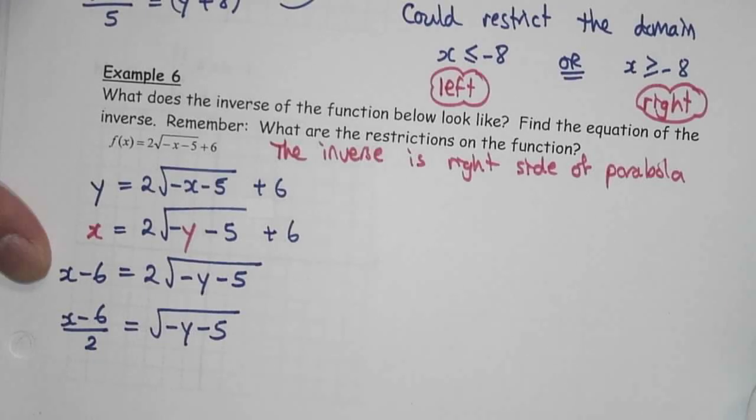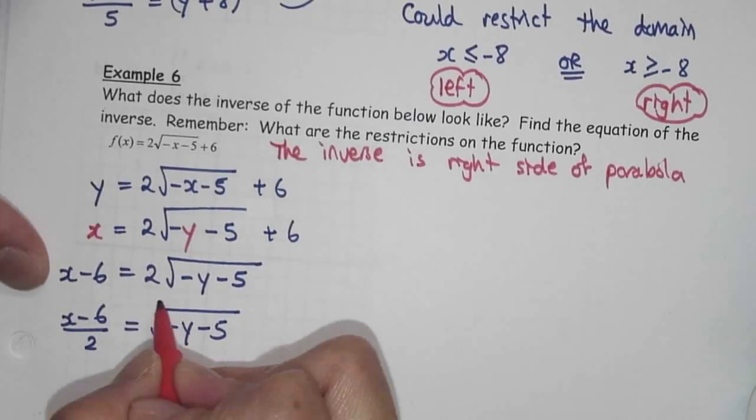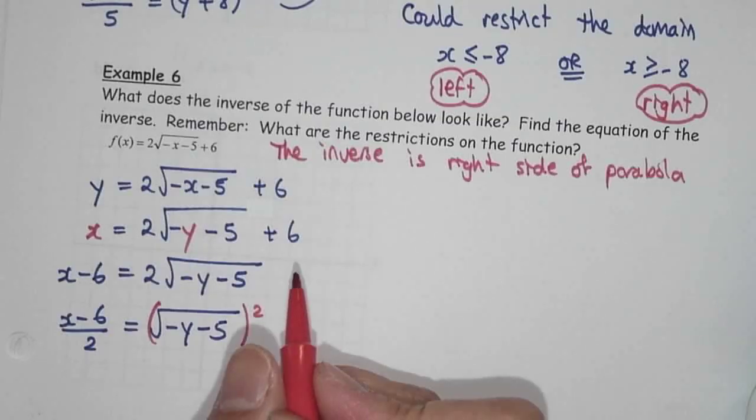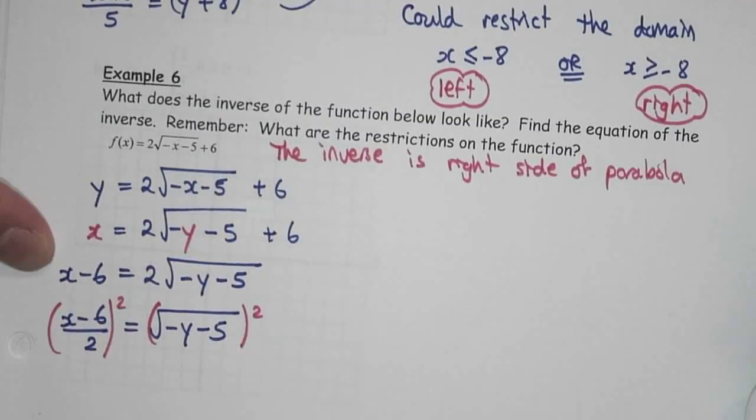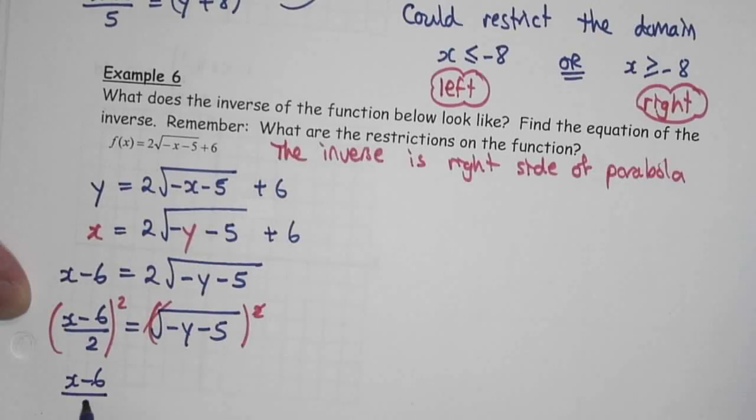Okay, and to get rid of a square root, square both sides. Okay, I put the timer on earlier. It's still recording. See if I can finish this question. Here we got that, so that cancels out. And then we're almost there: x minus 6 over 2, squared, equals negative y minus 5.